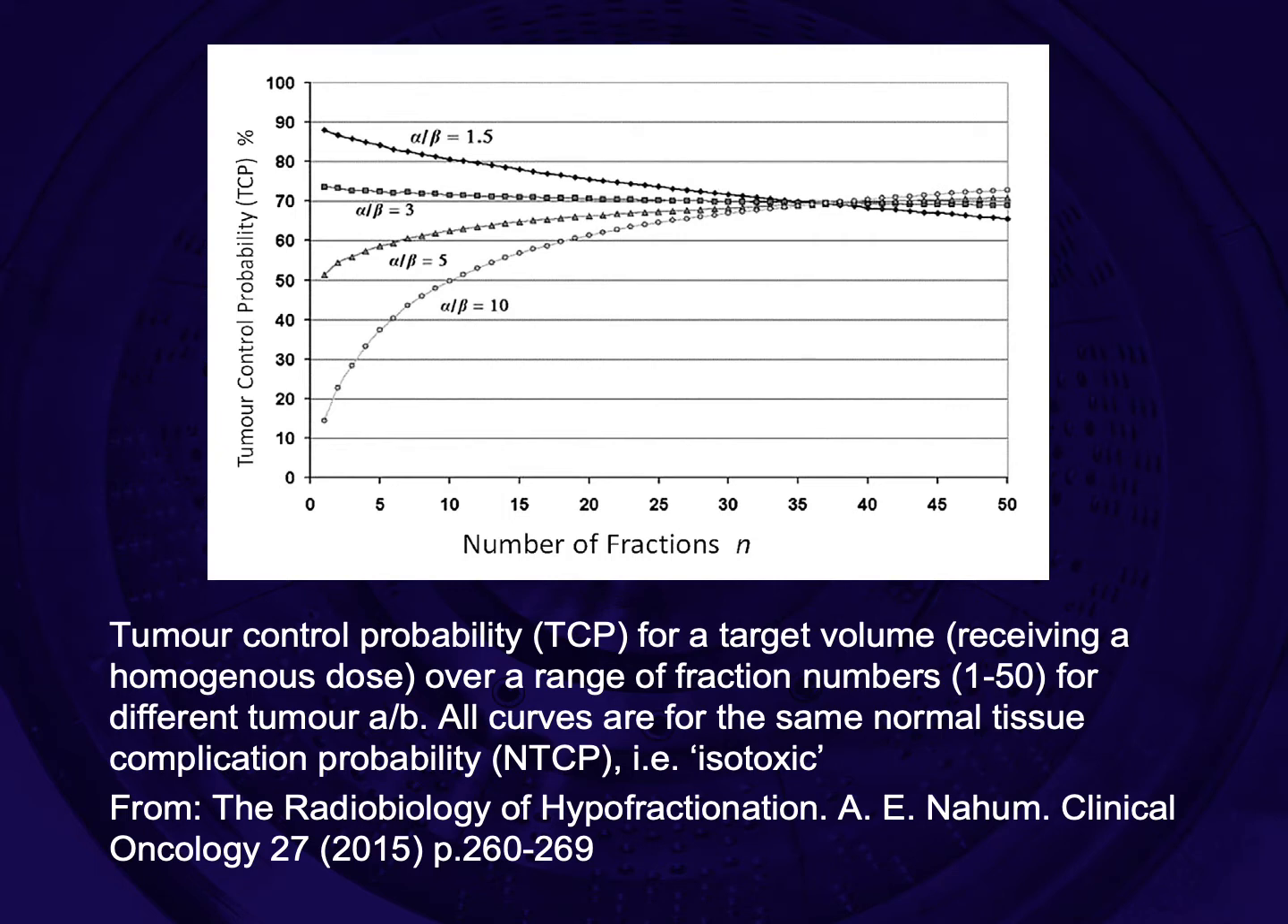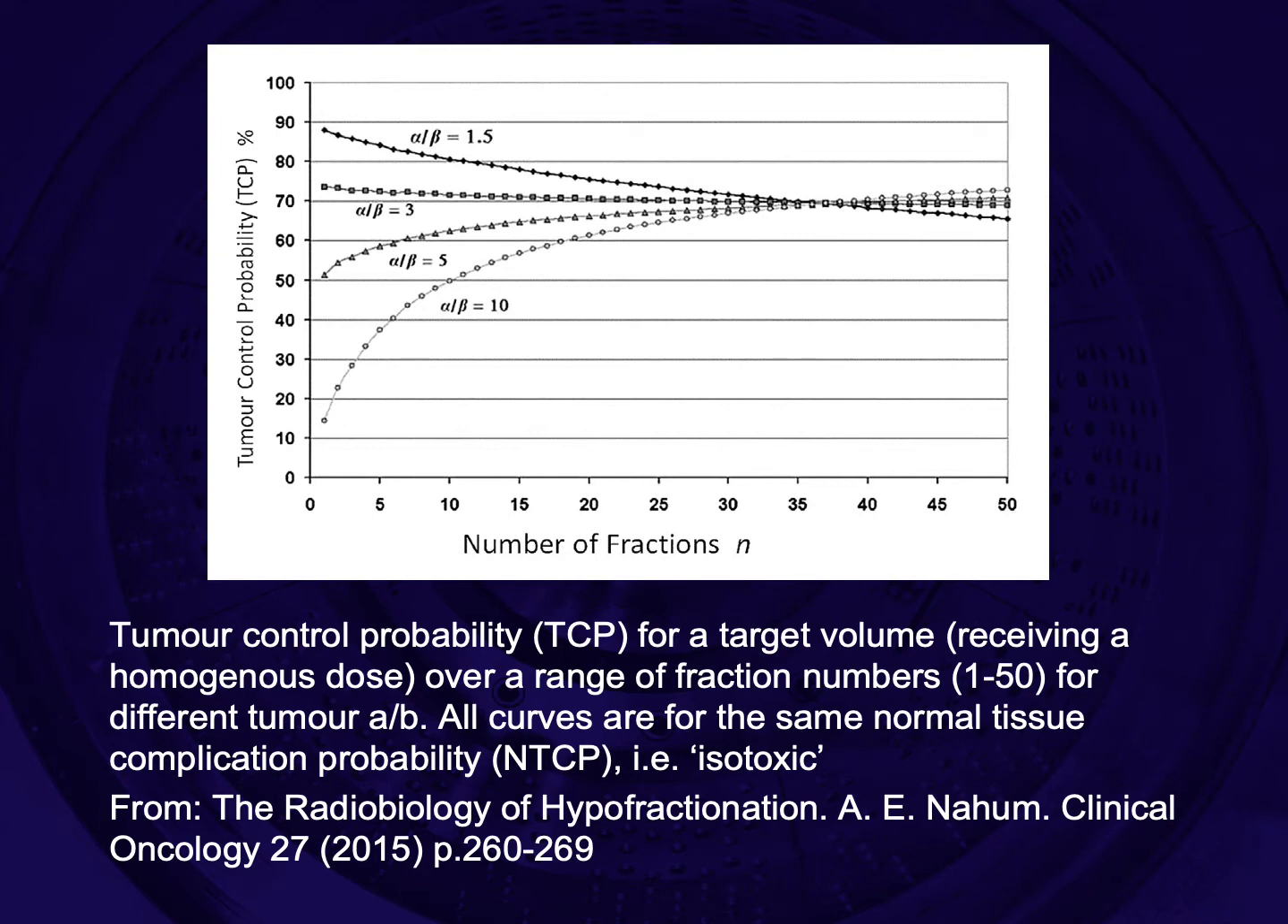If your alpha beta ratio is 3, you actually slightly decrease your tumor control probability as you increase the number of fractions. Now, this is assuming that the normal tissue has an alpha beta ratio of 3. And the reason why you're slightly decreasing the tumor control probability is due to one of the R's of radiobiology, which is repopulation. Now, if you have an alpha beta ratio of the target of 1.5, you actually end up decreasing the tumor control probability as you increase the number of fractions.